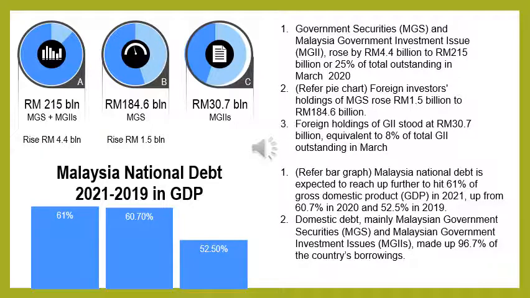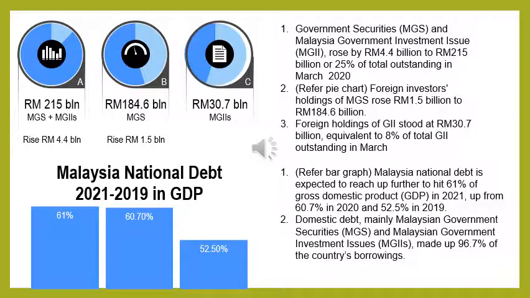Foreign holding for Malaysian government investment issue MGII stood at 30.7 billion ringgit, where you can refer to the pie charts, equivalent to 8% of the total Malaysian government investment issue MGII outstanding in March 2020. So these data are issued by the UOB Global Economics and Market Research 2020.